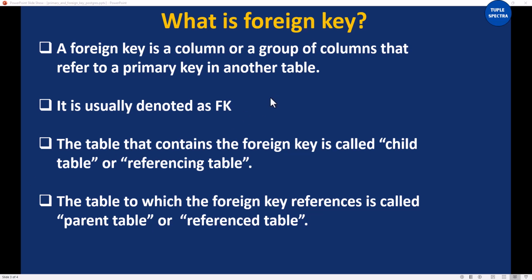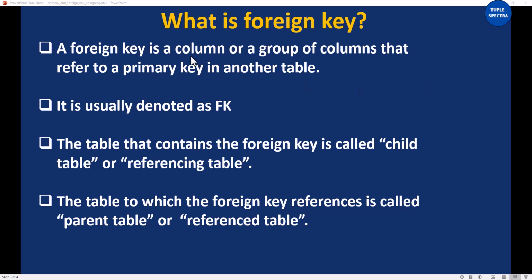Okay, but today we are going to be looking at foreign key. A foreign key is a column or group of columns that refer to a primary key in another table. Take note, a foreign key is a column also, just like we talked about in primary key. It could also be a group of columns. But in this case, it's going to be referencing a primary key in another table.